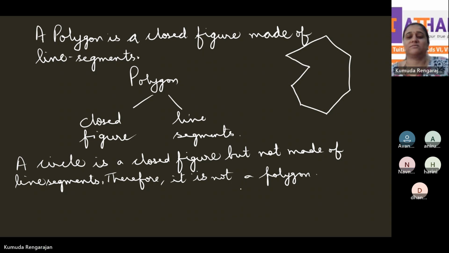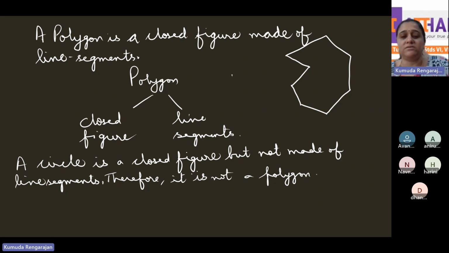Now, it is a polygon because it's a closed figure and it is made up of line segments. So these two conditions must be satisfied. It should be a closed figure and it should be made up of line segments only. Then it's a polygon. So when you look at a figure and have to decide if it's a polygon or not, check for two things. Is it closed? Yes. Is it made up of line segments? Yes. Then it is a polygon.